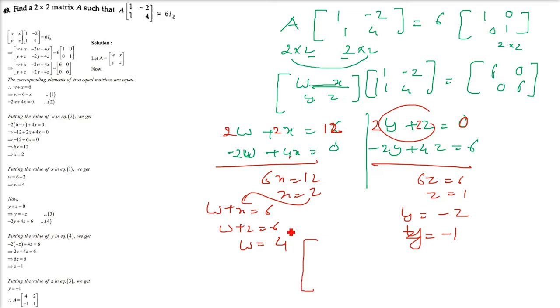So how do you need to write the matrix? You cannot just leave it here. You have to finally write the matrix with all the values. W, x, y, z. W was 4, x was 2, z was 1, and y was minus 1. So this is going to be the final matrix.